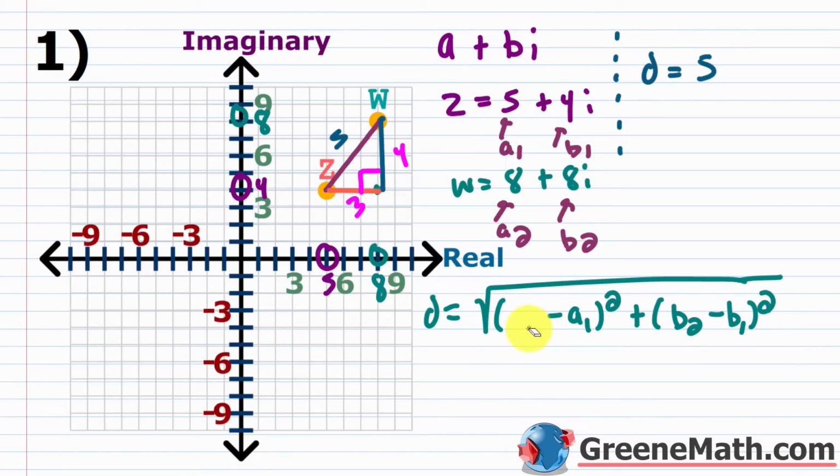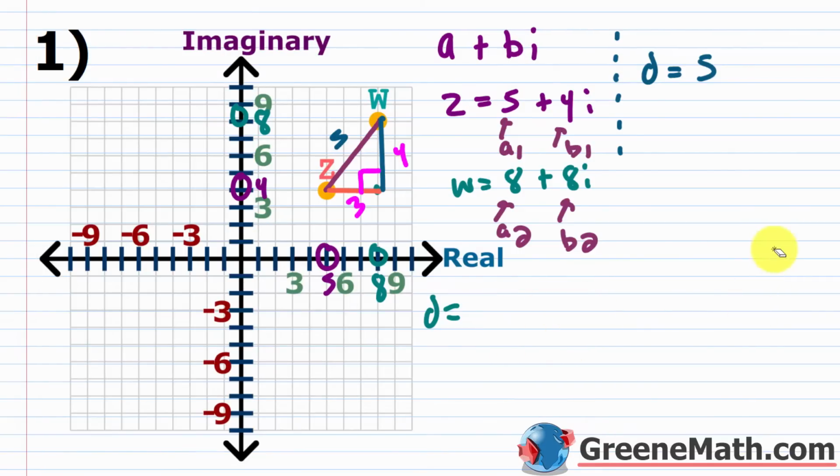So a sub 2, we said that was 8. And then a sub 1, we said that was 5. For b sub 2, we said that was 8, and for b sub 1, we said that was 4. So simplifying, 8 minus 5 is 3, so this is 3 squared or 9. And then 8 minus 4 is 4, so 4 squared is 16. So we know that 9 plus 16 is 25, and the square root of 25 is going to be 5.